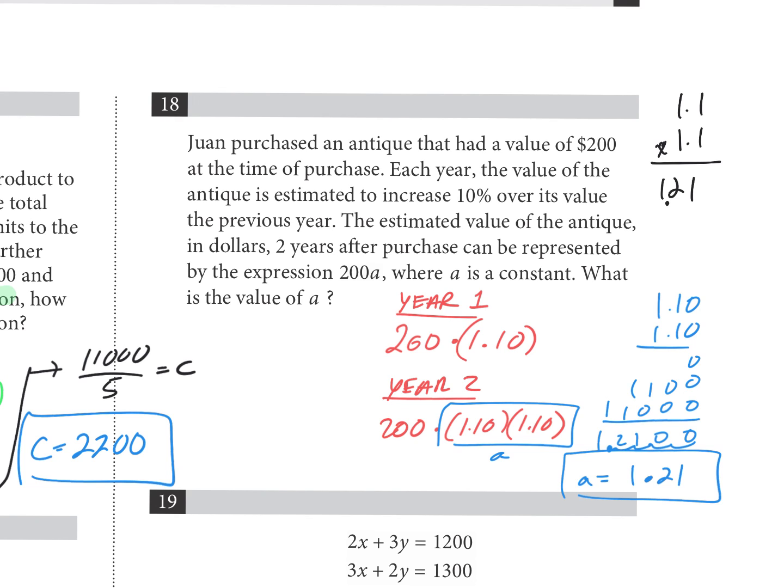What I mean by that is there's one value past the decimal place here, and one value past the decimal place there, so you move the decimal 2 places, so 1.21.